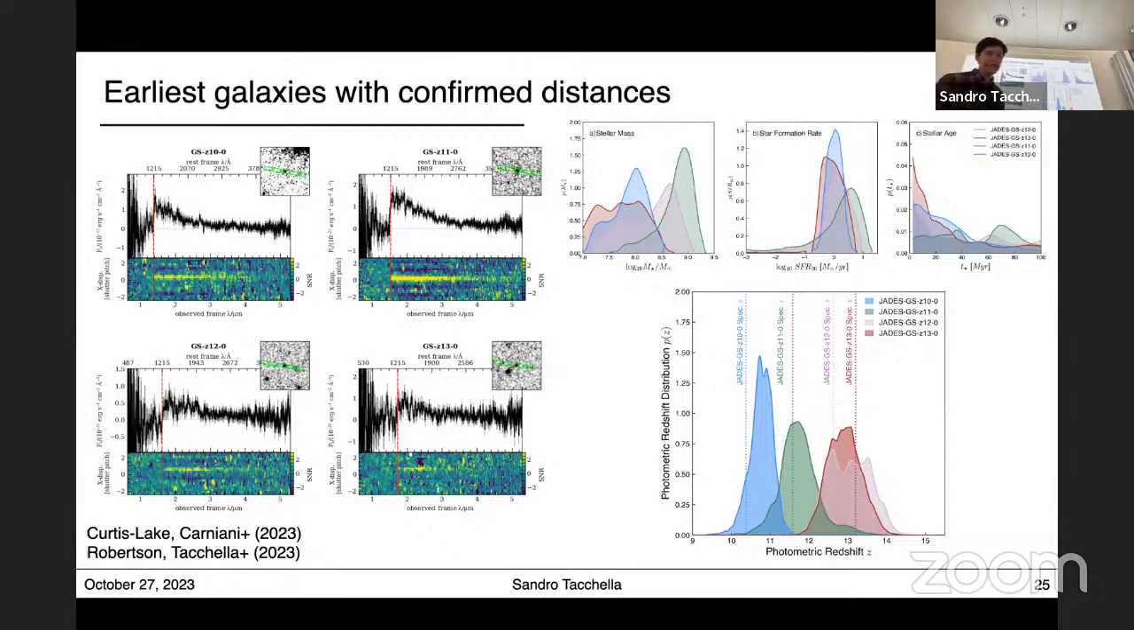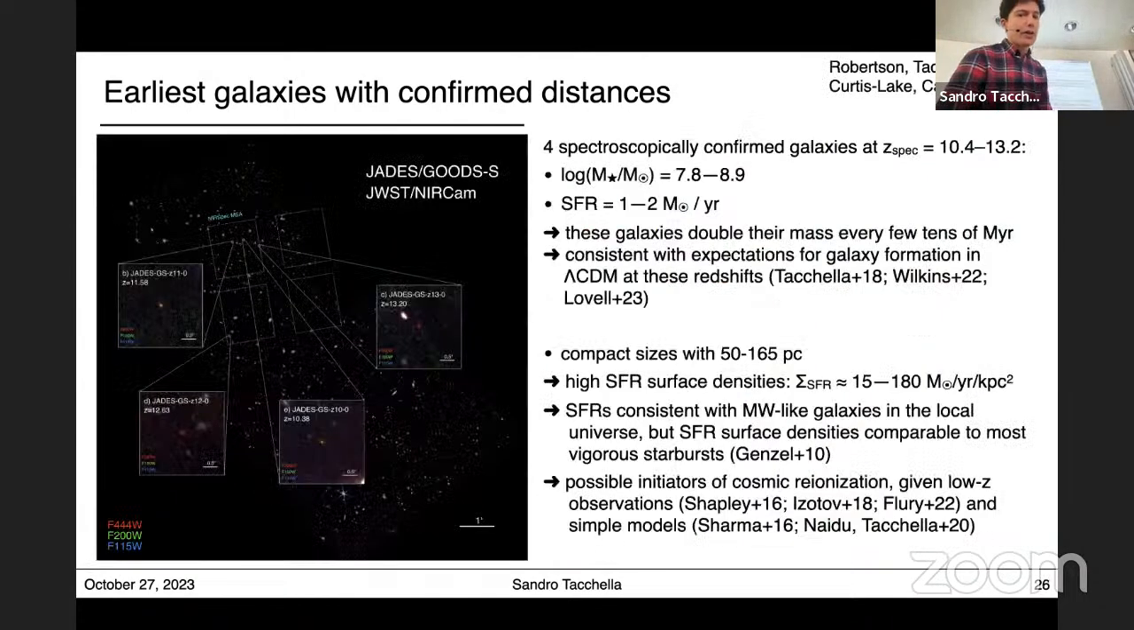And having those distances, we then go and measure the stellar population properties of those galaxies. And what we find are galaxies having a stellar mass of the order of 10 to the 8, 10 to the 9, and star formation rates of about 1 to 2 solar masses per year. So this means that these galaxies roughly double their mass every few tens of millions of years. And this is nothing peculiar if you think about simple galaxy formation models at these redshifts.